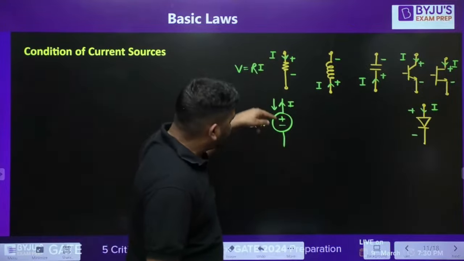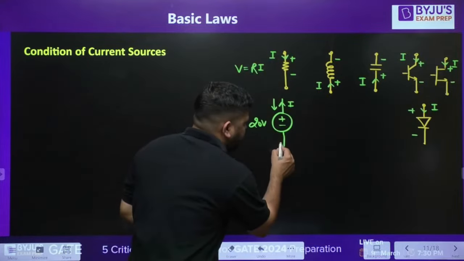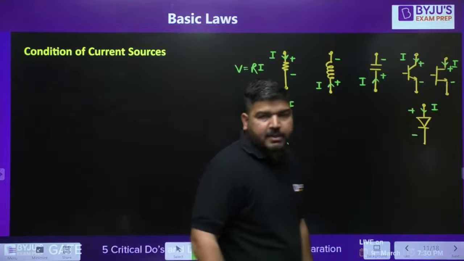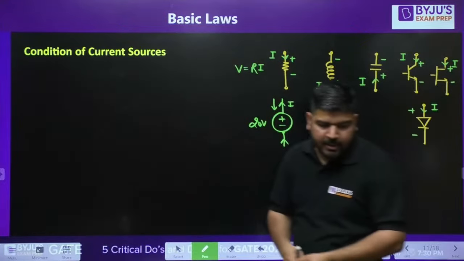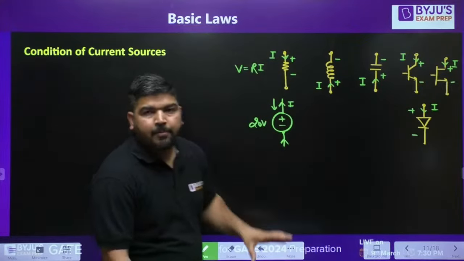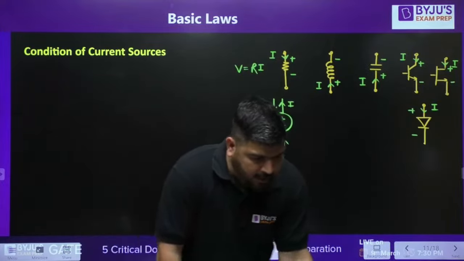Many students think that if the current is leaving from this point and entering at this point, then this lower point has to be plus. So this is not valid for the sources. Remember this point, guys. In sources, polarity is already given. It is independent of the current direction.